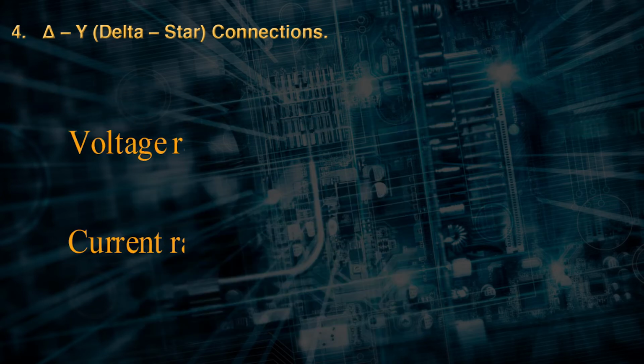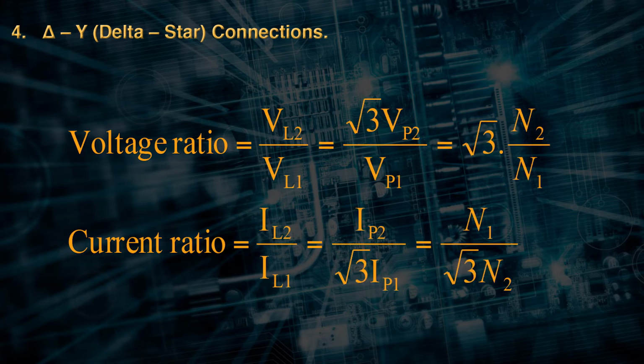So this voltage ratio can be written as ratio of VL2 upon VL1. It can also be written as ratio of root 3 VP2 upon VP1 is equal to root 3 times N2 upon N1. Similarly, you can also write the current ratio is equal to ratio of IL2 upon IL1, and this can also be written as IP2 upon root 3 IP1, which is equal to N1 upon root 3 N2.